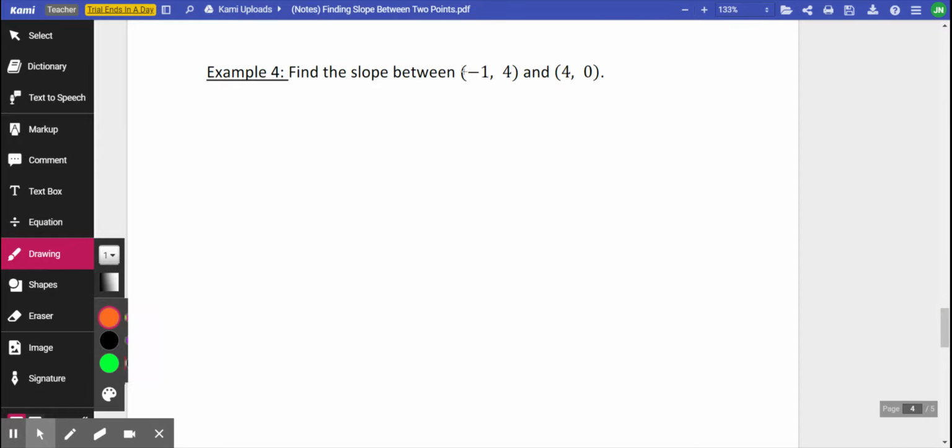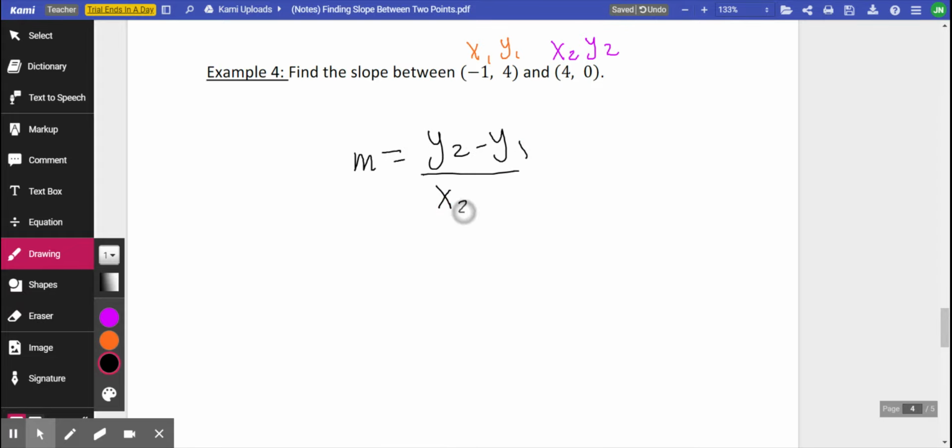So let's do this one as x1, y1, and the next one as x2, y2. When we plug it into the formula, the slope formula is going to be y2 minus y1 divided by x2 minus x1. That was on top. If you wanted to go back on the video and see the formula, it's always going to be the same.